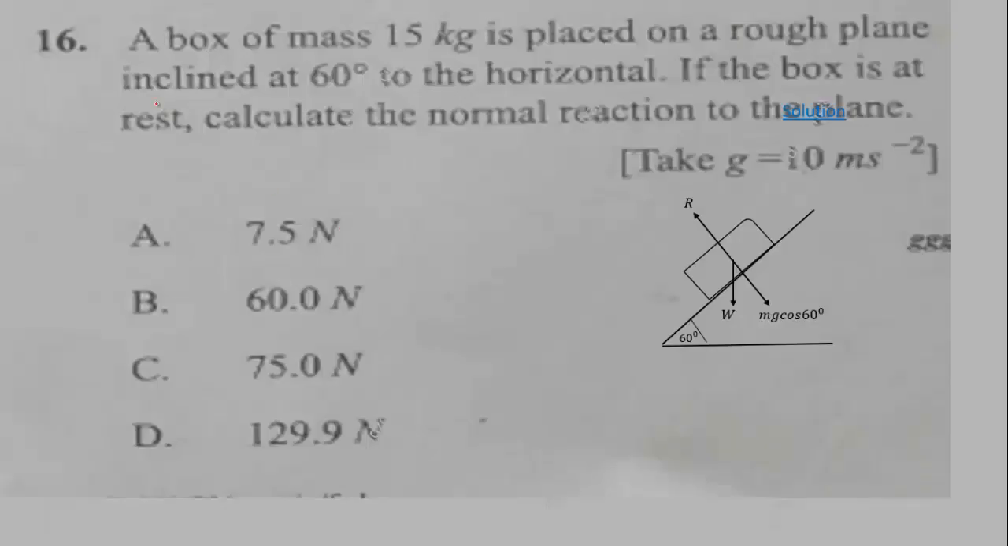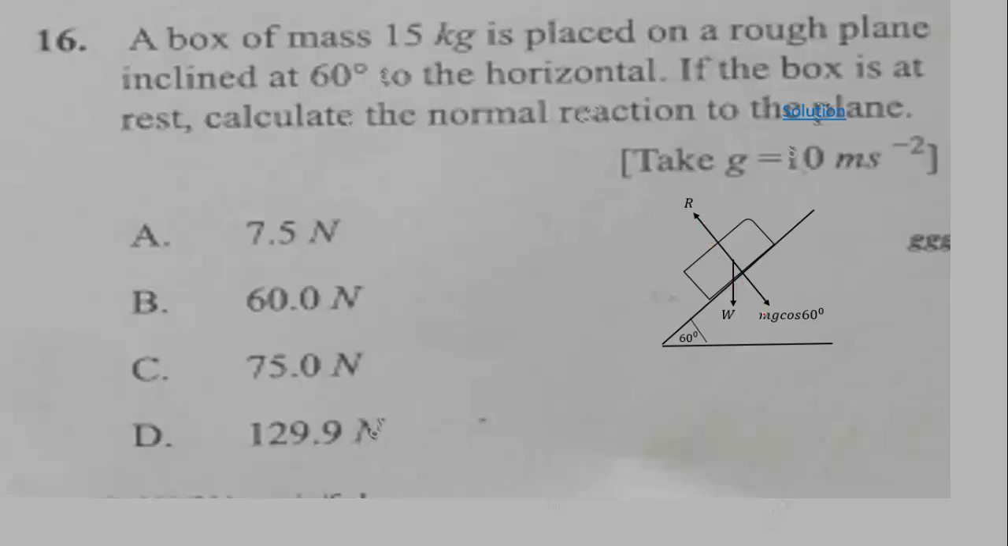We have question 16. A box of mass 15 kg is placed on a rough plane inclined at 60 degrees to the horizontal. If the box is at rest, calculate the normal reaction to the plane. So we're given the acceleration due to gravity to be 10 meters per second squared.